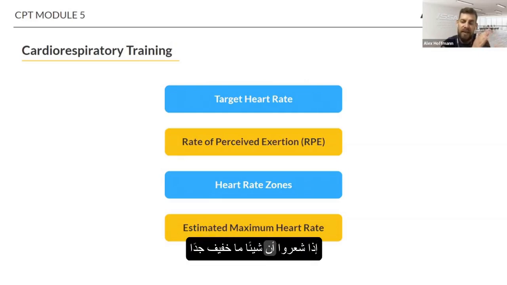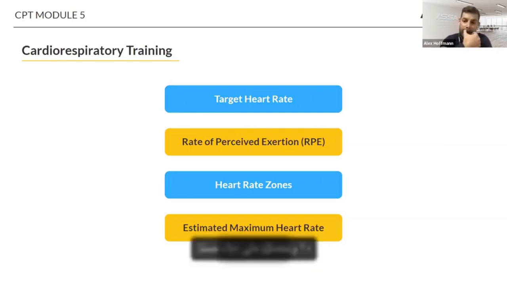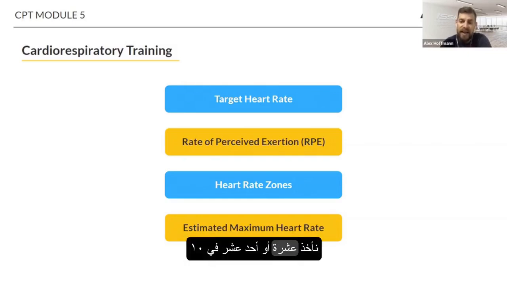So if they feel that something is very light, super easy, the easiest it can be, they rate that at a 6. That means their heart rate should be about 60 beats per minute, because we simply take 6 times 10 and we get 60, right? If they say that something is somewhat hard, they would rate it at a 10 or an 11. So we take 10 or 11 times 10 and we get 100 or 110. That would be about what their heart rate would be at that time. So that's how the rate of perceived exertion scale works.